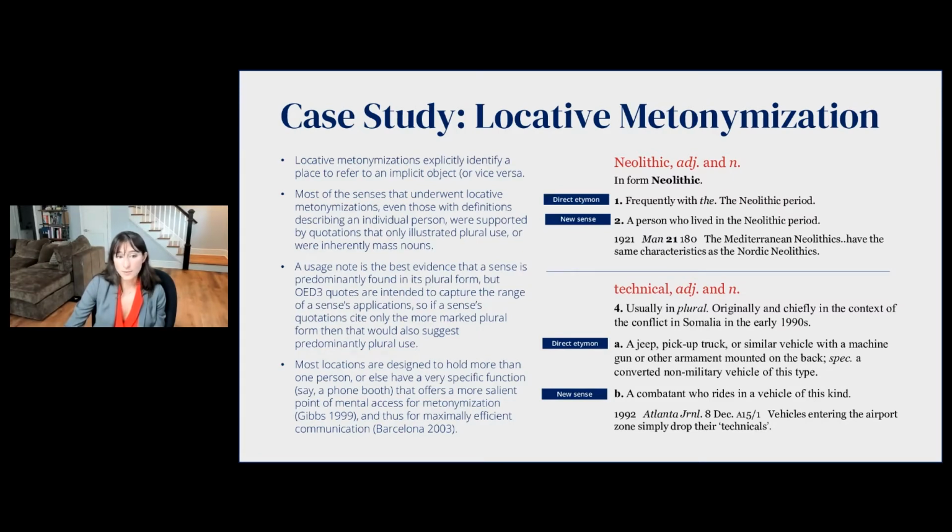But even if we go back up to a Neolithic, in the new sense, a person who lived in the Neolithic period, all of the quotes are similar to the quote I've included here, where it appears in plural form. It appears solely as Neolithics. So what can we make of this? The fact that locative metonymizations are almost always referring to multiple people.